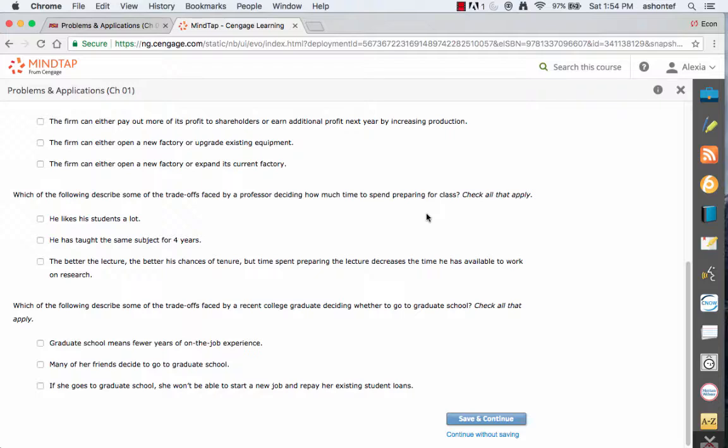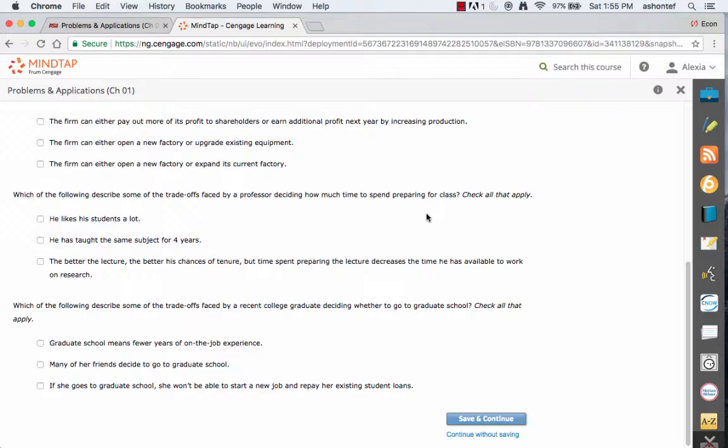So the same thing as all the previous questions, you want to be looking for the answers below there where something is having to be given up. And if something's being given up, then that's a trade-off, because that's what trade-offs are.